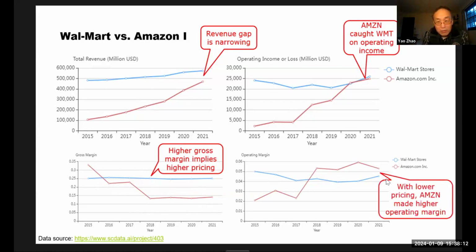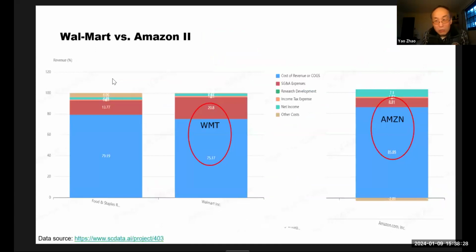But if you look at the operating margin in recent years after 2018, Amazon actually is higher. So this is another Compaq versus Dell case. Let's break down the revenue.